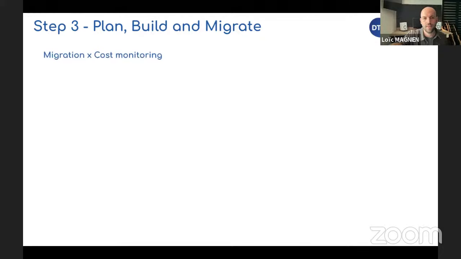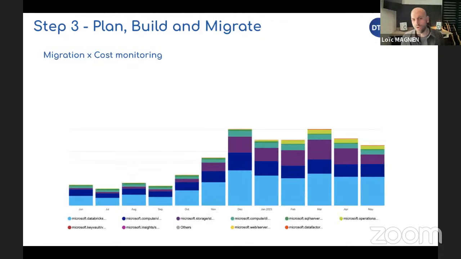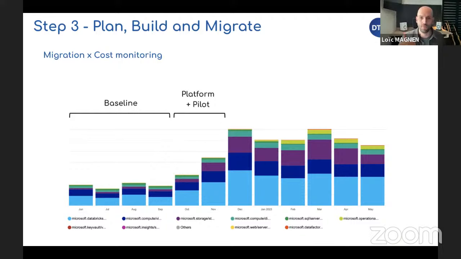Cost monitoring, this is going to be an interesting slide because this was our cost monitoring during the migration. This is a full year of data stack cost at MyLight. What can we see? We can see that there is a baseline period where you are just observing everything, mapping everything. So not much price increase here. And then when you start to build the platform and do your first pilot, your price will increase, of course, because you are running more compute and storing more data. That's totally normal for the price to increase. You just need to monitor it in case you have a massive deviation compared to your expectations.